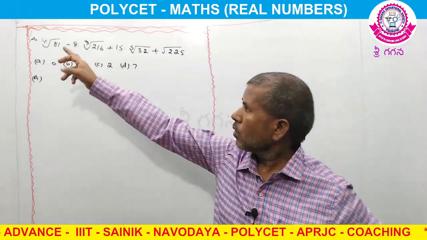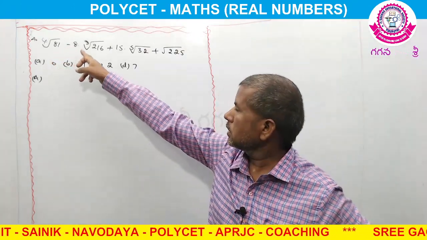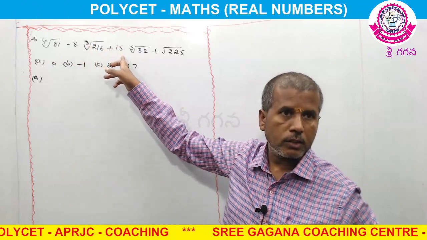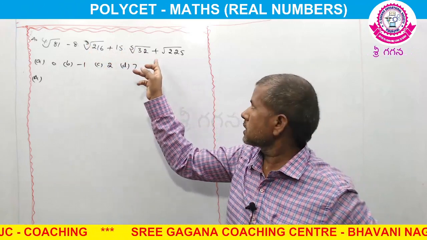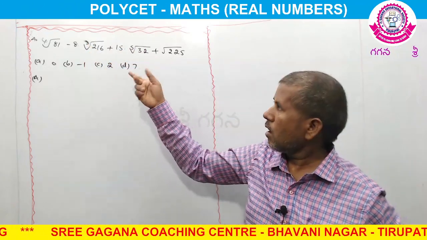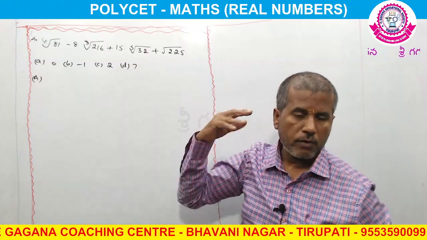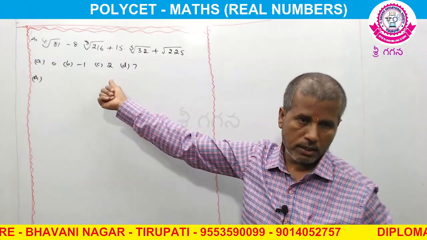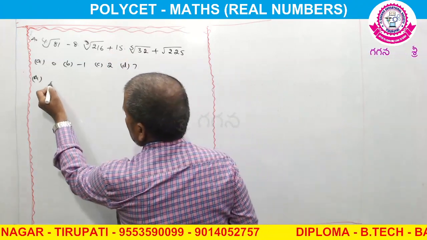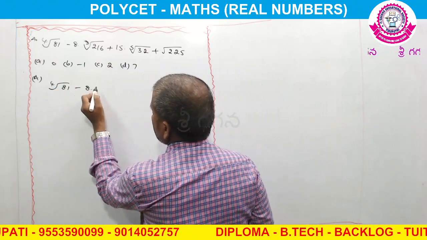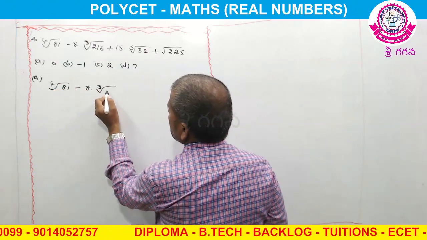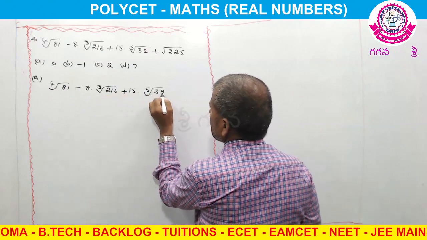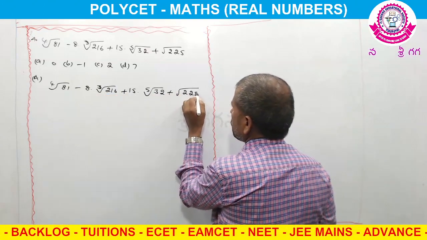Here is given the 4th root of 81 minus 8 into the cube root of 216 plus 15 into the 5th root of 32 plus the root of 225. Here all are cube root, 4th root, 5th root, anyone. First of all we simplify the problem, after that we get the answer. Simplify: 4th root of 81 minus 8 into the cube root of 216 plus 15 into the 5th root of 32 plus the root of 225.